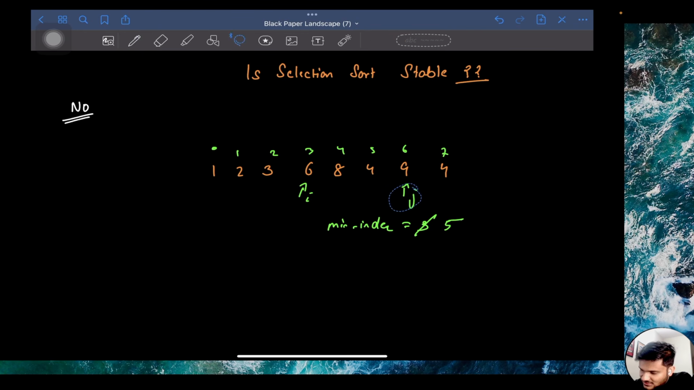Then is 9 less than 4? No. Is 4 less than 4? No. That's it. And then you swap this 4 with this 6. So this 6 comes here, this 4 comes here.